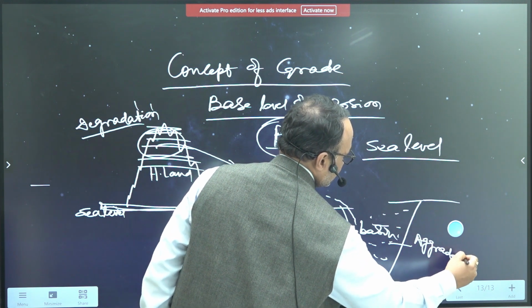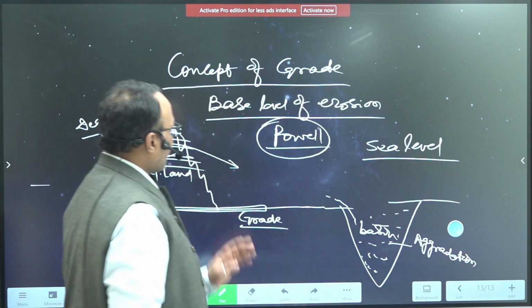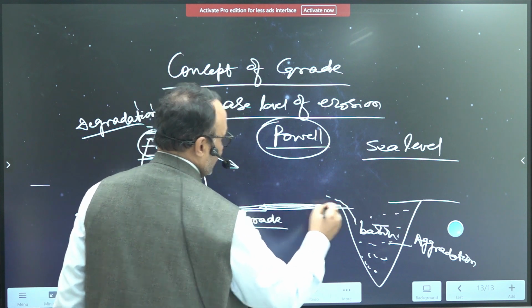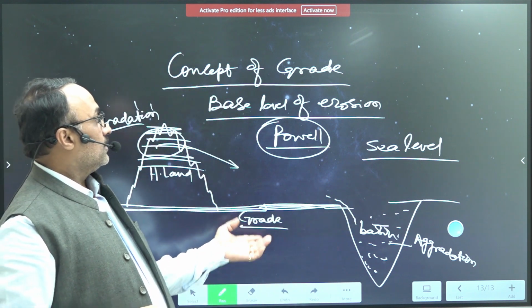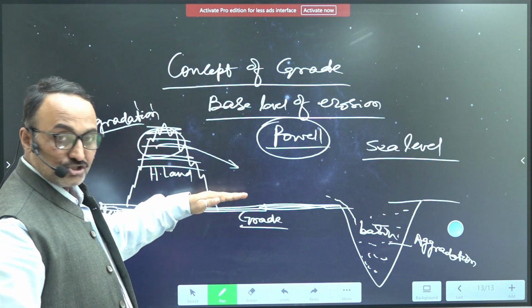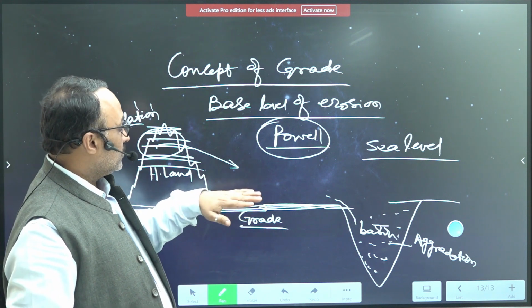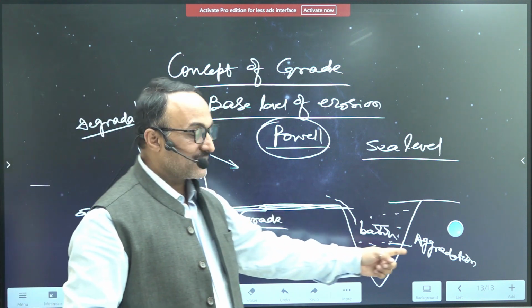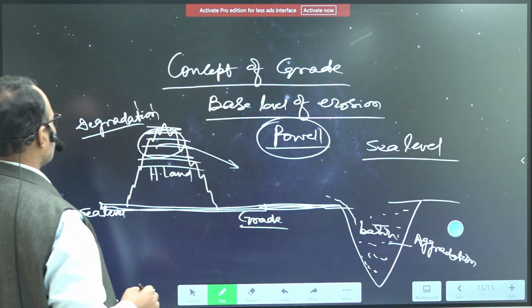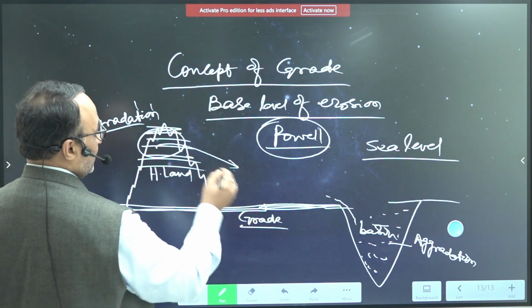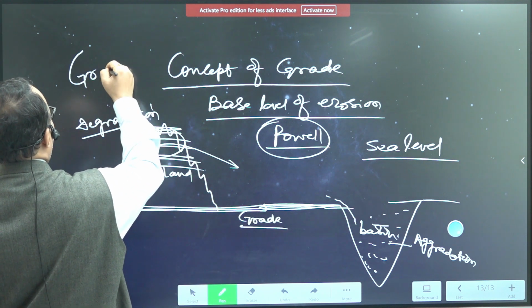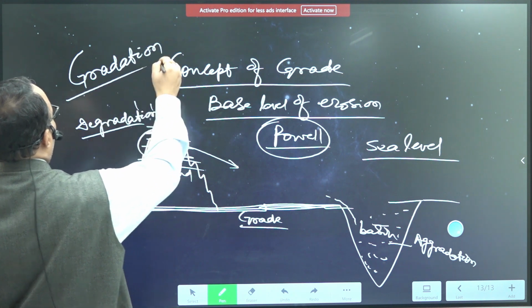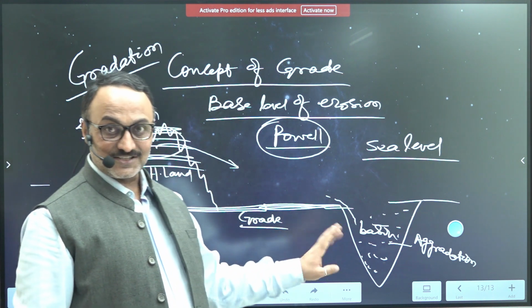This depression is getting filled by the sediments to achieve the grade level. So this is the grade, that is the sea level, that is the base level. So all the geomorphic agents intend to achieve this grade level through either degradation or aggradation, and this process of degradation and aggradation is called gradation. The term gradation includes both degradation and aggradation.